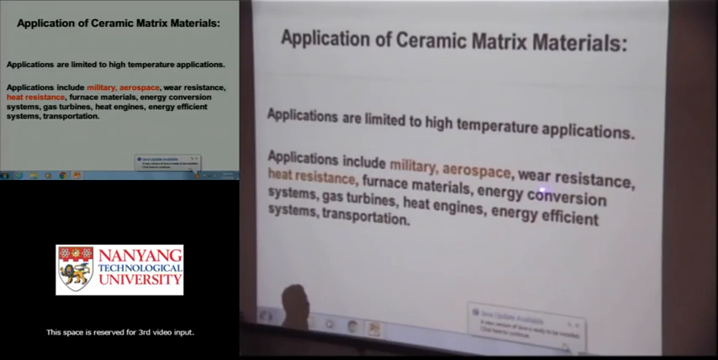Of course, for energy conversion materials, for example, you want to convert solar cell energy to electricity, or to other energies, or maybe solar energy to chemical energy. For all these, we can use a photocatalyst, right? So all these materials have big applications in energy conversion. Okay.